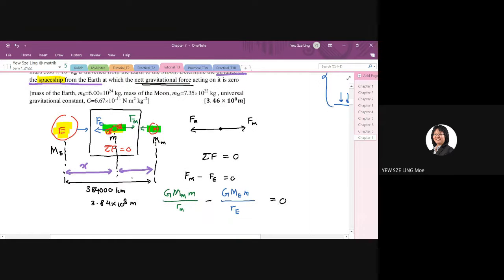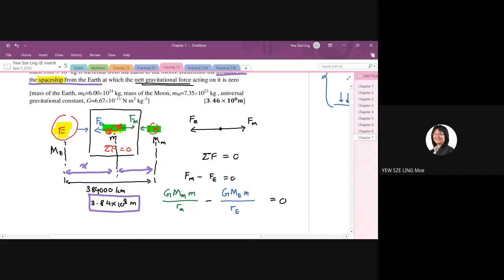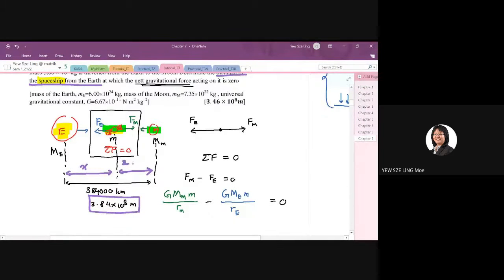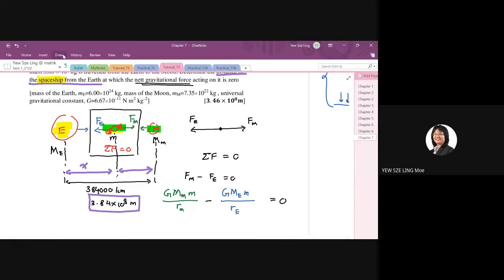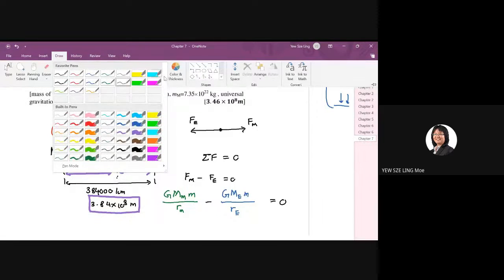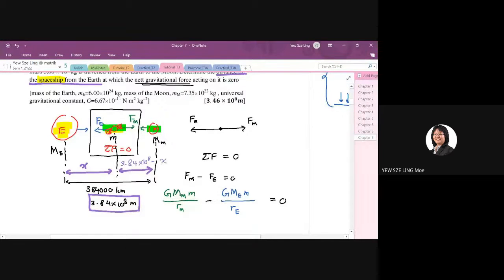Don't put Y. If you put Y, you will have 2 unknowns in your equation, X and Y. What do we want to do in the question? We want to reduce the number of unknowns. So how? We know the distance between the moon and the Earth is 3.84 times 10 to the power of 8. We know the distance between the Earth and the spaceship is X. Therefore, the distance between the spaceship and the moon is 3.84 times 10 to the power of 8 minus X. We can reduce the unknowns this way, so you will only have one unknown in your question, which is X.